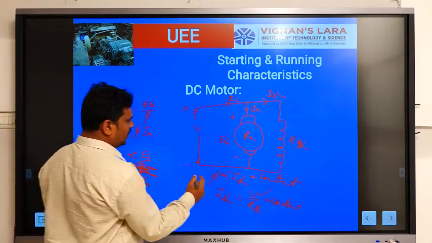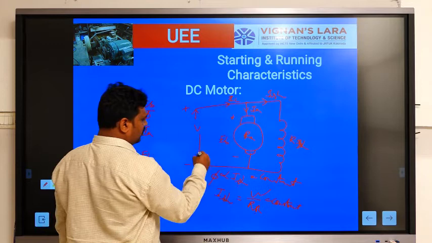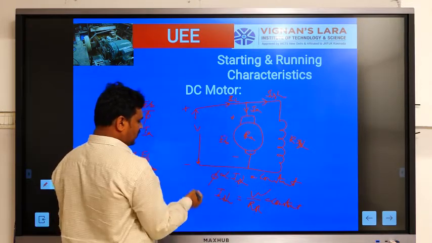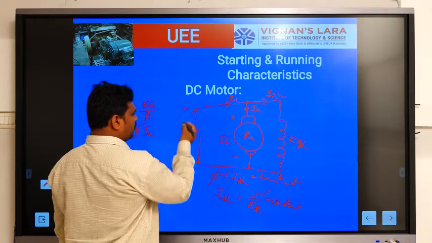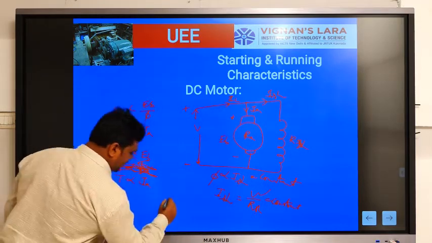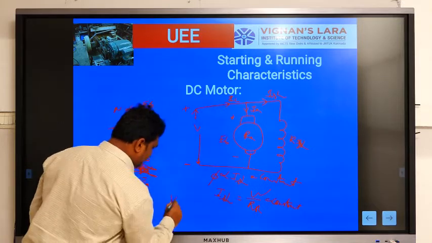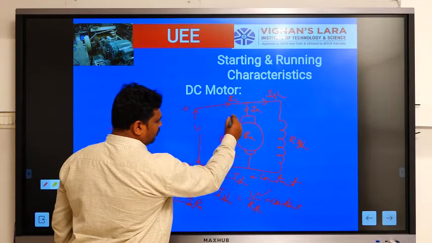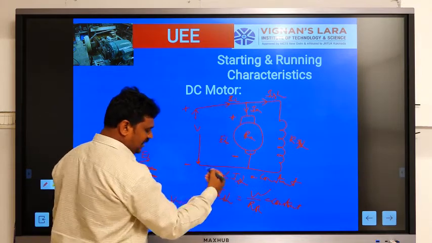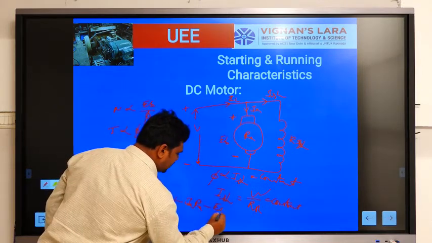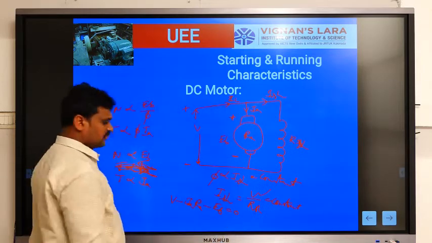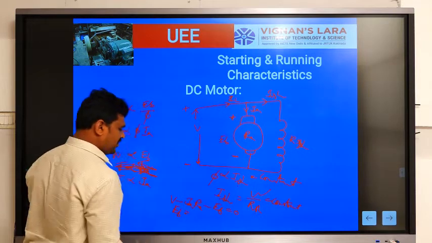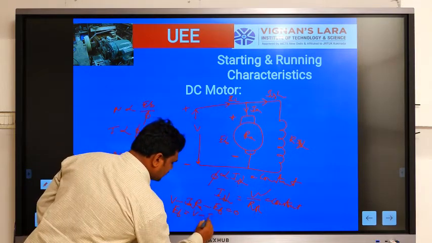Now what is EB? EB is calculated by writing the voltage equation here by applying KVL. Now I move from the negative plate to the positive plate. Now it is plus V. I am in the same current direction, so minus IA into RA. Next I move from the positive plate to the negative plate. I am leaving from the negative plate, it is EB. It is equal to 0. Now what is EB? EB is equal to V minus IA RA.